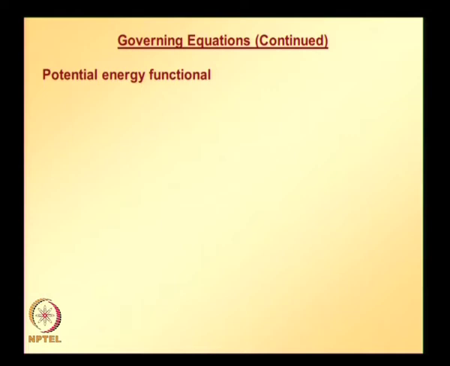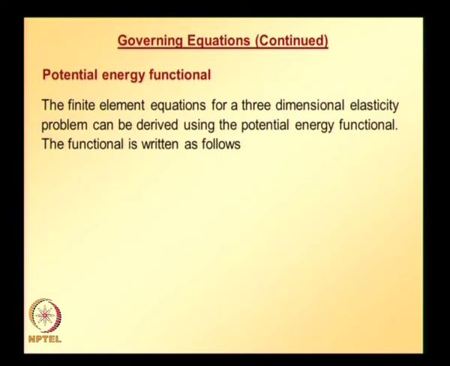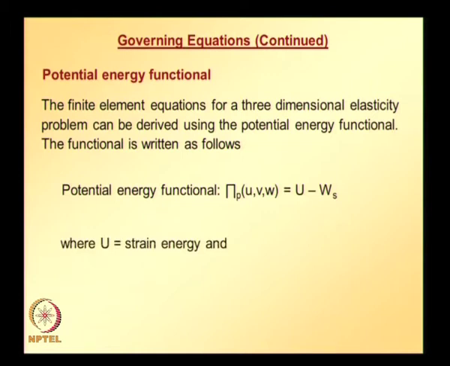To derive finite element equations, we require potential energy functional. The finite element equations for 3-dimensional elastic problems can be derived using potential energy functional. This potential energy functional can be written as follows. Potential energy functional is denoted with letter pi. Pi is equal to U minus Ws, where U is strain energy and Ws is work done by the applied forces. This potential energy functional is going to be a function of all the 3 displacement components, that is u, v and w.